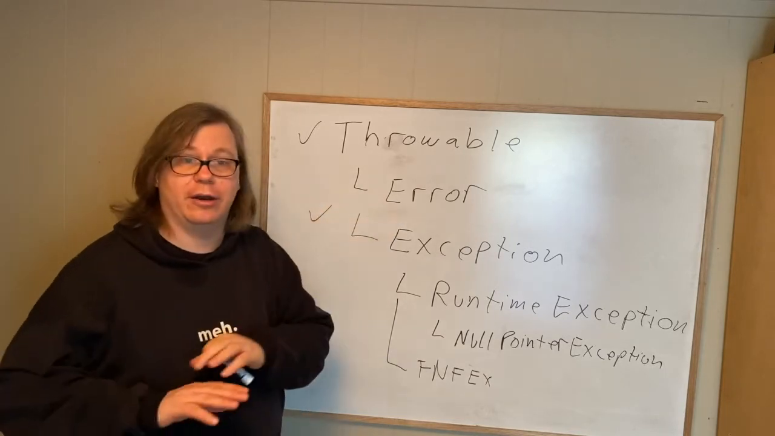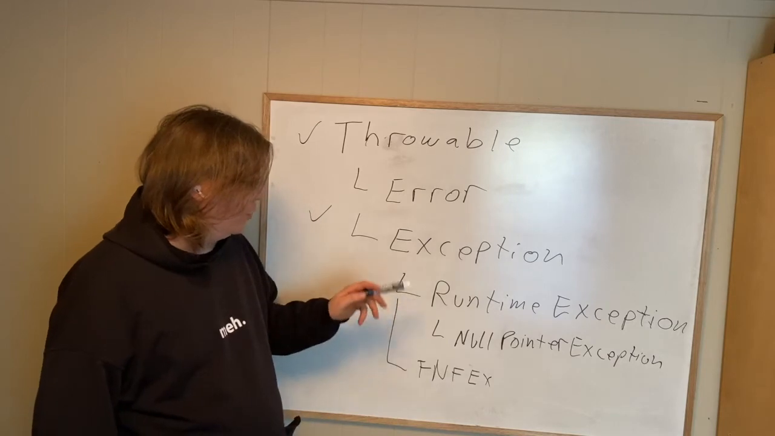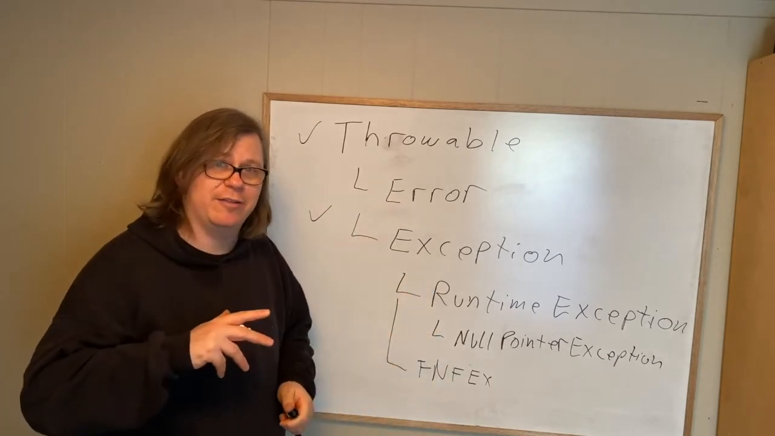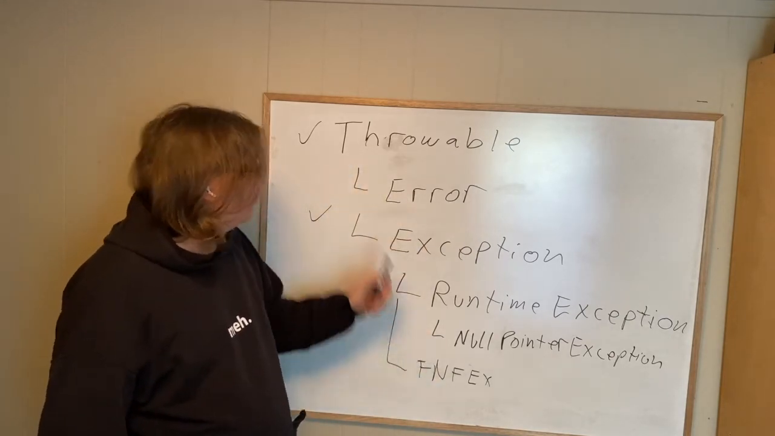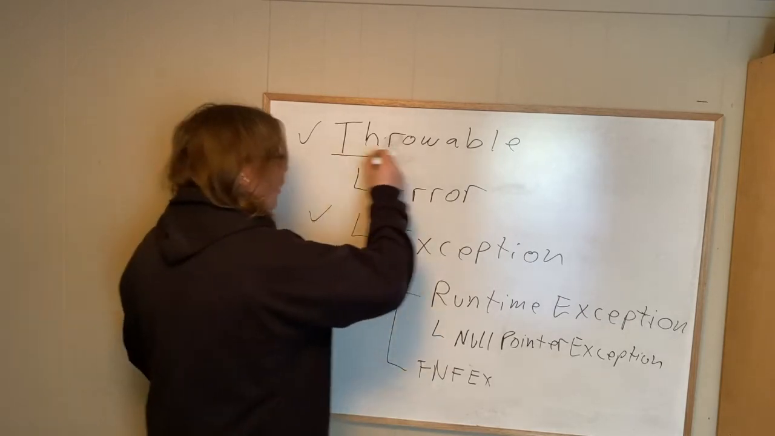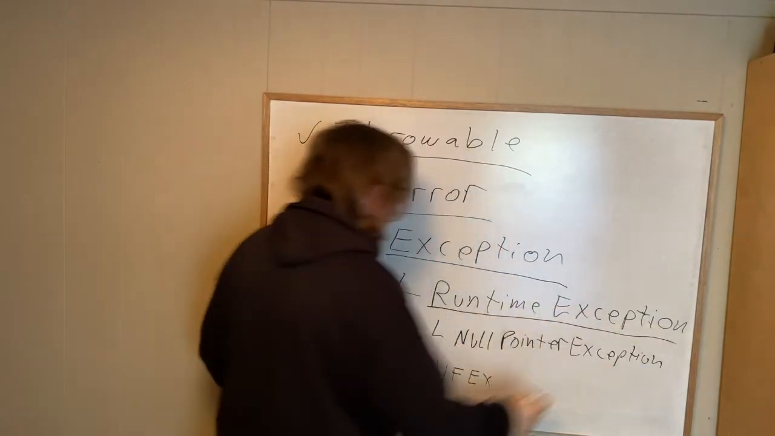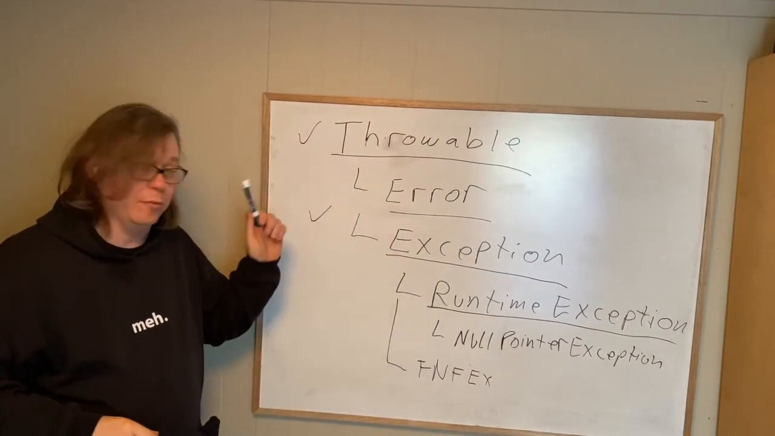Errors can occur at any time, and they're out of the programmer's control. So that's why runtime exceptions and errors are unchecked. And we'll see the mechanics of unchecked exceptions and what that means later on. But keep this hierarchy in mind. You need to know Throwable, Error, Exception, and RuntimeException. I expect you to memorize those and that hierarchy, and which ones are checked and which ones are not checked.